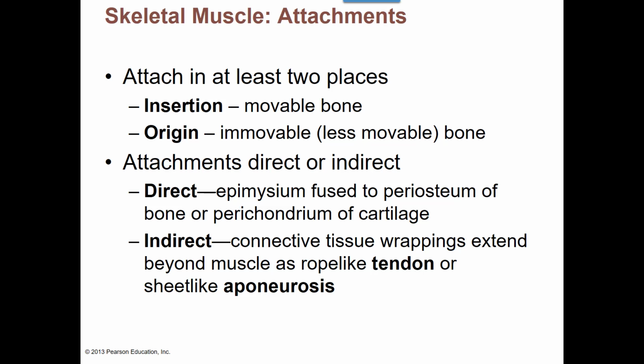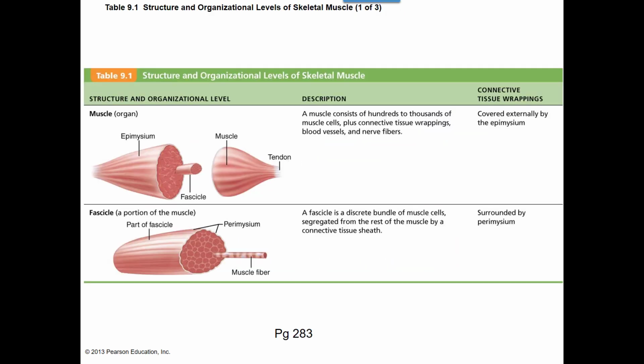Now, this is just looking at some of the structures of the muscle, starting on the outside and working our way to the inside. We have the epimysium found on the outside. The inside of the muscle has a whole bunch of fascicles. If we zoom in on a fascicle, inside each one of those fascicles you have muscle fibers. And then we're going to zoom in on the muscle fiber.